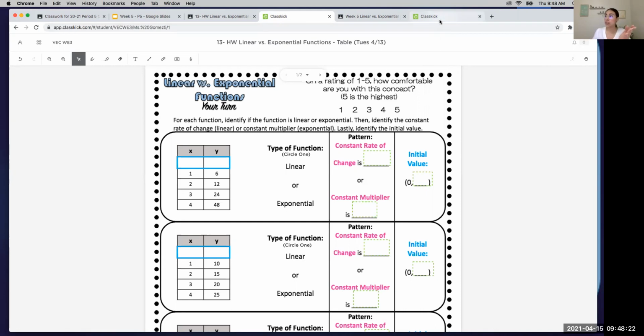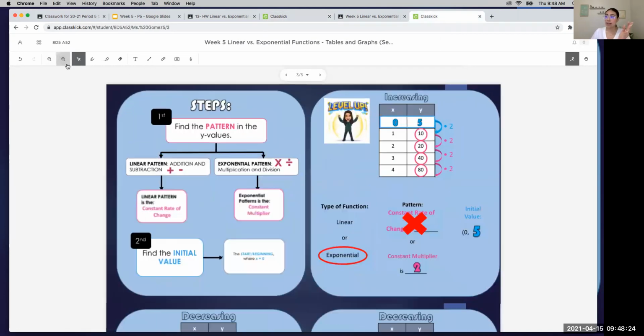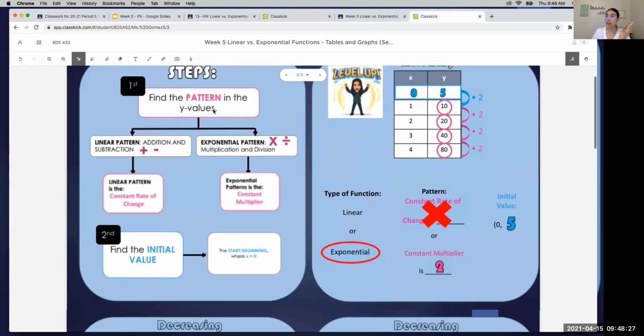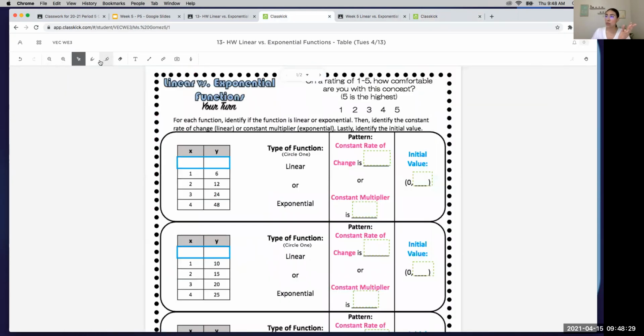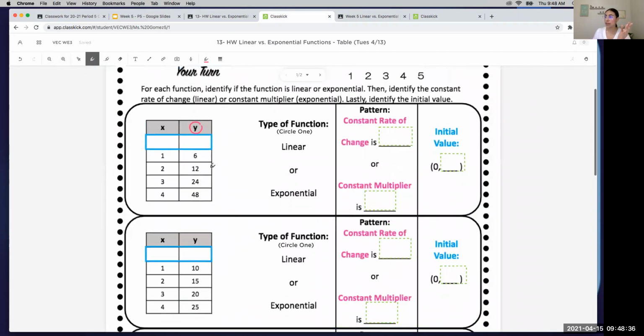But if you go back to your notes, you can't do any of that unless you have found a pattern. So you'll want to go back here, look at the y values, your y's, and find a pattern. 6, 12, 24, 48. I know that is growing. How is it growing? I'll give you guys a couple seconds, see if anybody can either unmute themselves or let me know in the chat, what pattern do we notice there?